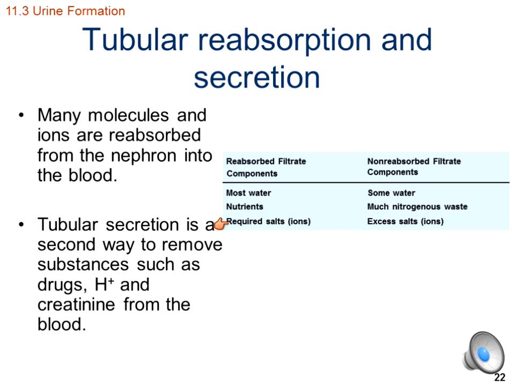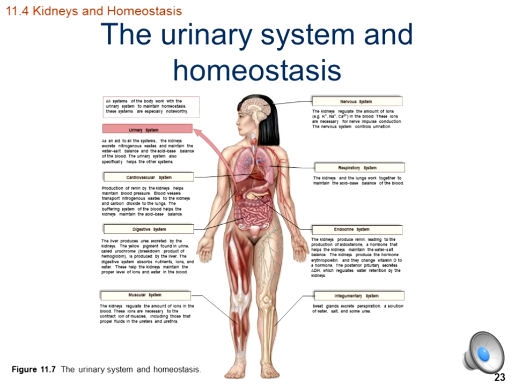Things that are not going to be reabsorbed but are going to be secreted are hydrogen ions and organic nitrogenous wastes such as uric acid, urea, and creatine, and then excess salt ions, potassium ions primarily, and some chloride ions that we just don't need anymore. So tubular secretion is the second way that we remove substances such as drugs, penicillin, excess hydrogen ions, and creatine, which is a byproduct of creatine phosphate used for muscle contractions, to get those out of the body.